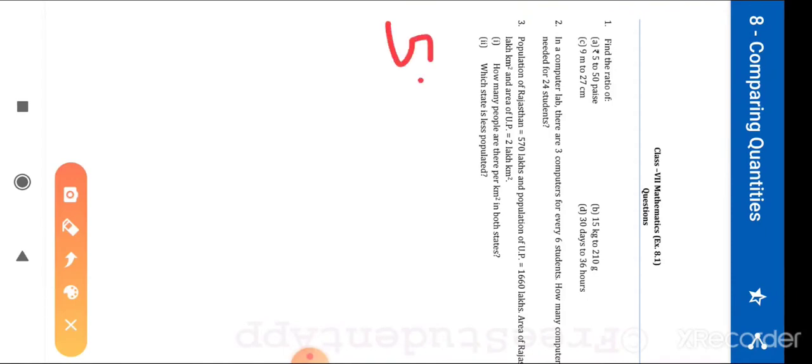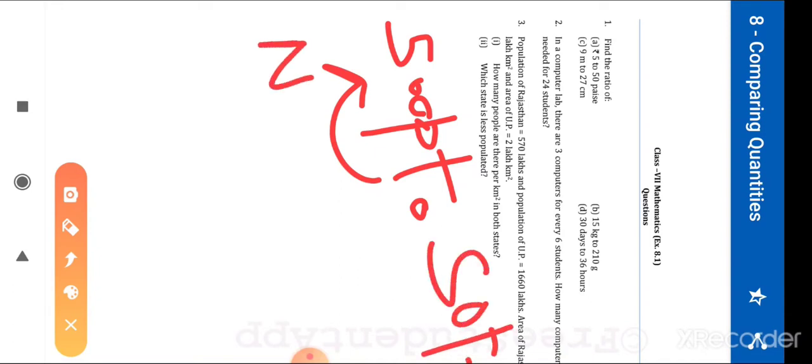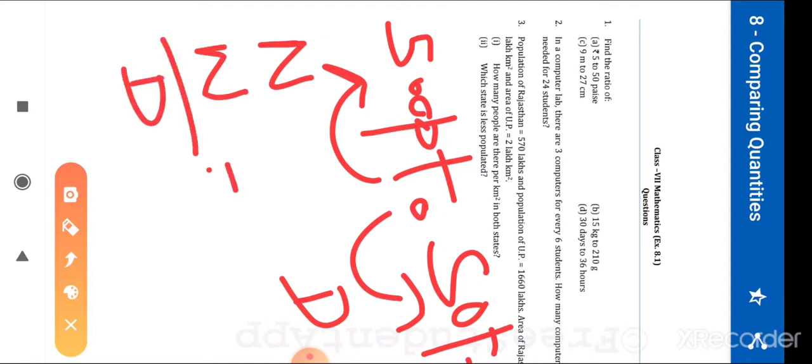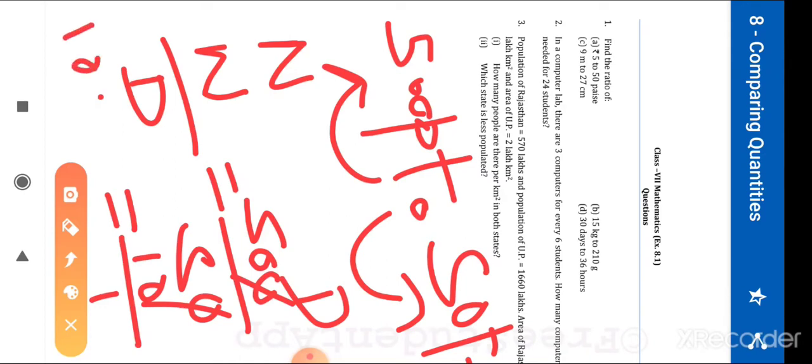So in our question, 500 paisa is written before "to", so it will be written in the numerator portion, and 50 paisa is written after "to", so it will be written in the denominator portion. So we have the ratio of 500 to 50 as 500 upon 50. After simplifying this, we have 10 upon 1. So the ratio of rupees 5 to 50 paisa is 10 to 1.